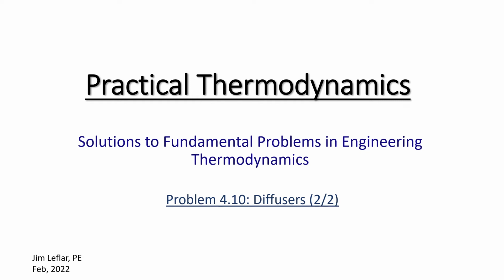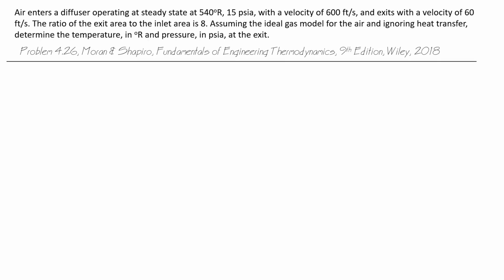Let's solve a second diffuser problem, this one involving an ideal gas. Air enters a diffuser operating at steady state at 540 degrees R, 15 psi, and a velocity of 600 feet per second. It exits with a velocity of 60 feet per second. The ratio of the exit area to the inlet area is 8. Assuming the ideal gas model for the air and ignoring heat transfer, determine the temperature in degrees R and pressure in psi at the exit.